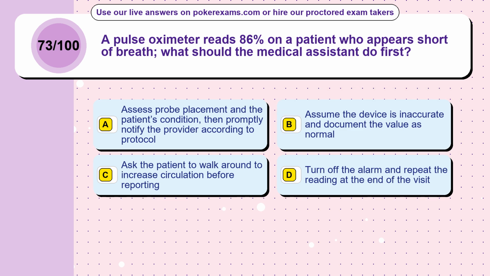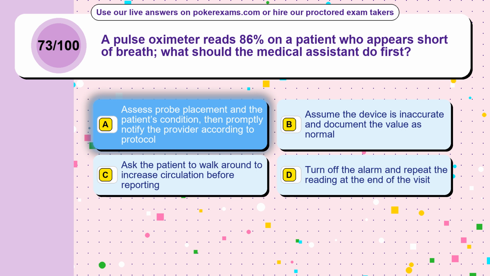Question 73. A pulse oximeter reads 86% on a patient who appears short of breath. What should the medical assistant do first? Option A, assess probe placement and the patient's condition, then promptly notify the provider according to protocol. Option B, assume the device is inaccurate and document the value as normal. Option C, ask the patient to walk around to increase circulation before reporting. Option D, turn off the alarm and repeat the reading at the end of the visit.